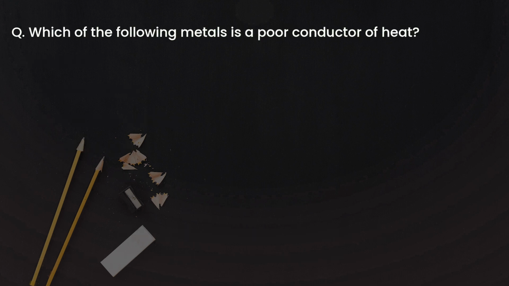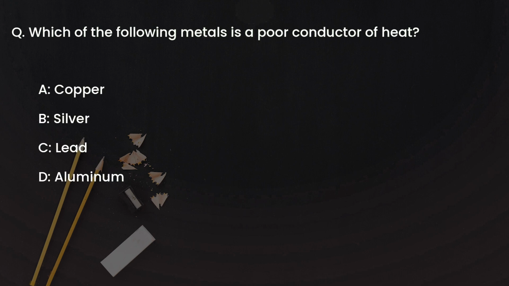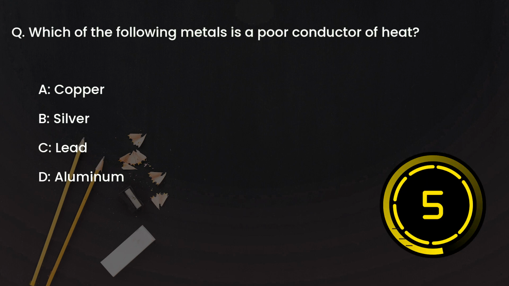Question: which of the following metals is a poor conductor of heat? Option A: copper. Option B: silver. Option C: lead. Option D: aluminum. You have 5 seconds to answer the question.